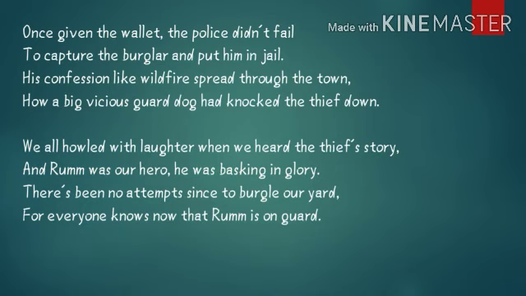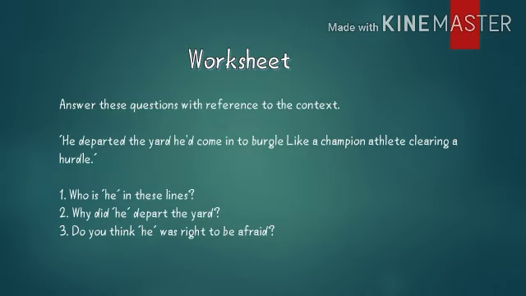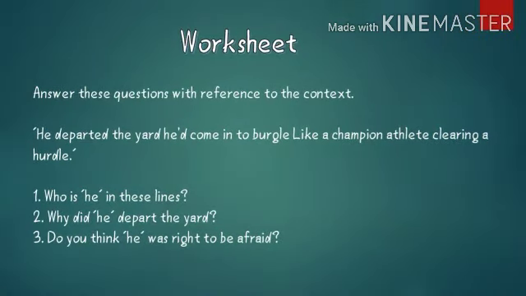So now we have already seen the vocabularies and so on, and we'll just finish this worksheet also as part of this class. Okay, so what you need to do is answer these questions with reference to the context. So he departed the yard. He had come in to burgle like a champion athlete clearing a hurdle. So this is the context. So we have three questions, and we need to find the answers.